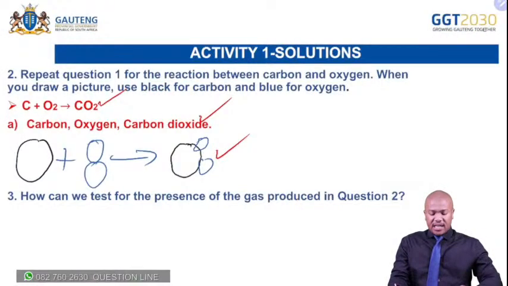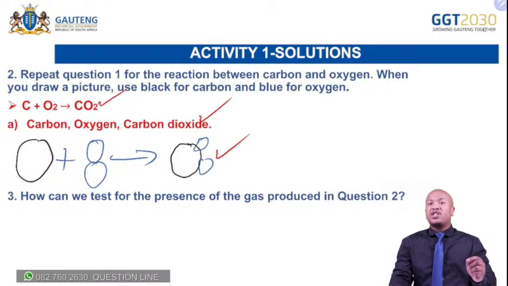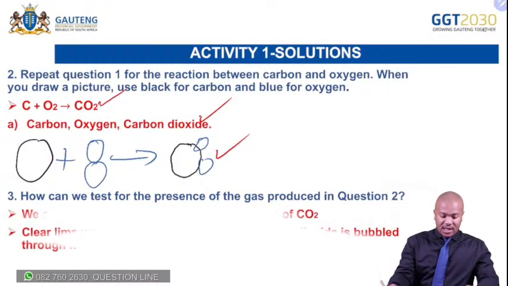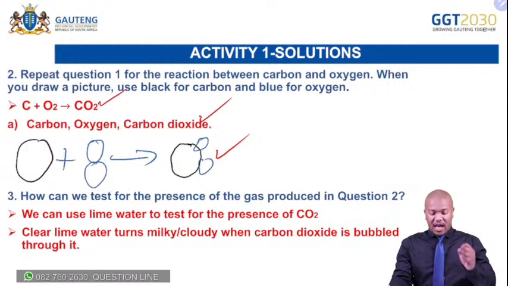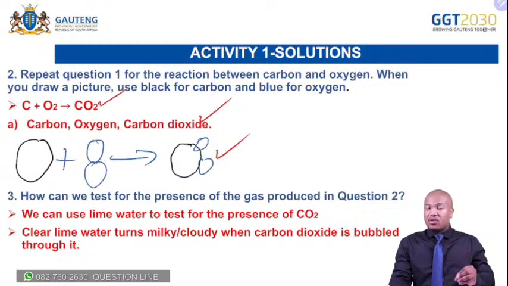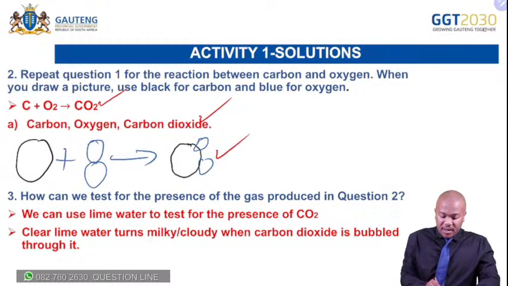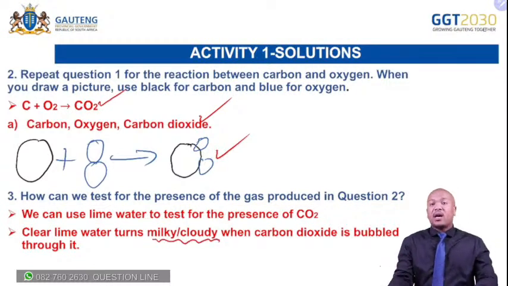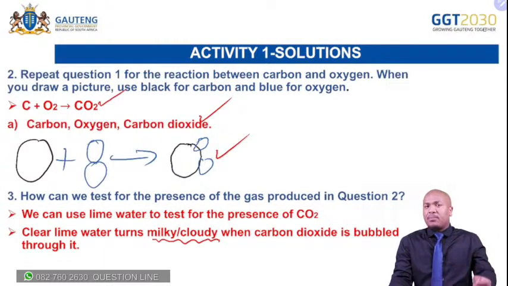So now the last question there. How can we test for the presence of the gas produced in question 2? And our answer is we can use lime water to test for the presence of carbon dioxide. And when we test for the presence of carbon dioxide using lime water, the clear lime water will turn milky or cloudy when carbon dioxide is bubbled through it, to show that there is a presence of carbon dioxide.